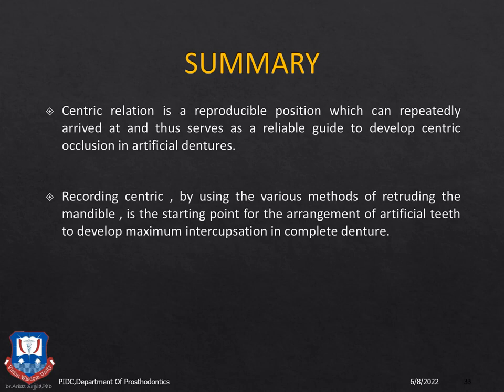So, coming to the summary, centric relationship is a reproducible position which can be repeatedly arrived at, and this serves as a reliable guide to develop centric occlusion in artificial denture. That is, when the centric relationship records are taken, the jaw relationship is accomplished. The records are transferred to the articulator, mounted, and then the teeth setting can begin. But if you have recorded an accurate centric relationship, then the teeth setting that is done in this centric relationship is your centric occlusion. So, recording centric by using various methods of retruding the mandible is the starting point of arrangement of the artificial teeth to develop the maximum intercuspation in complete dentures.